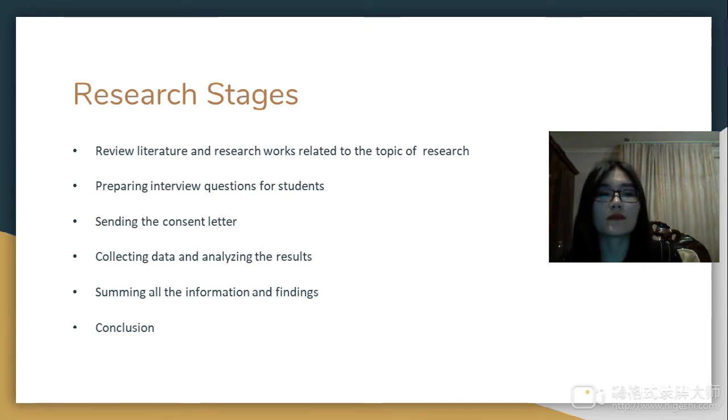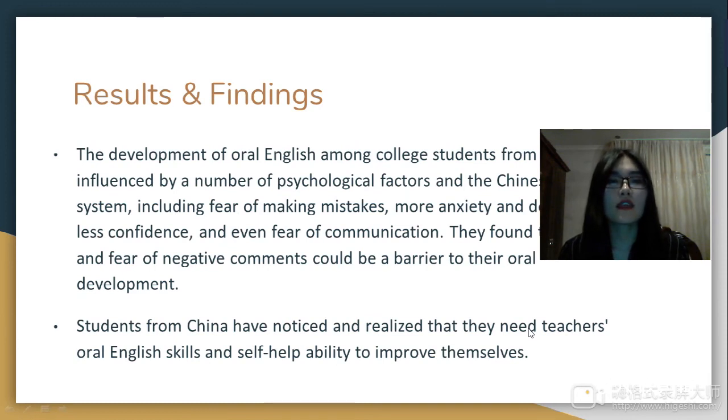And next is my conclusion. Results and findings. The development of English speaking among university students from China is influenced by a number of psychological factors and the Chinese educational system, including fear of making mistakes, more anxiety and depression, less confidence, and even fear of communication. They found that the fear of negative comments could be a barrier to their English speaking skills development. And the students from China have noticed and realized that they need teachers' help with their English speaking skills.